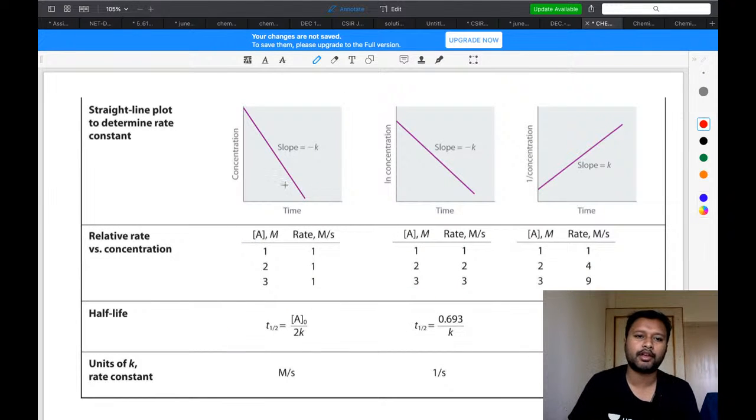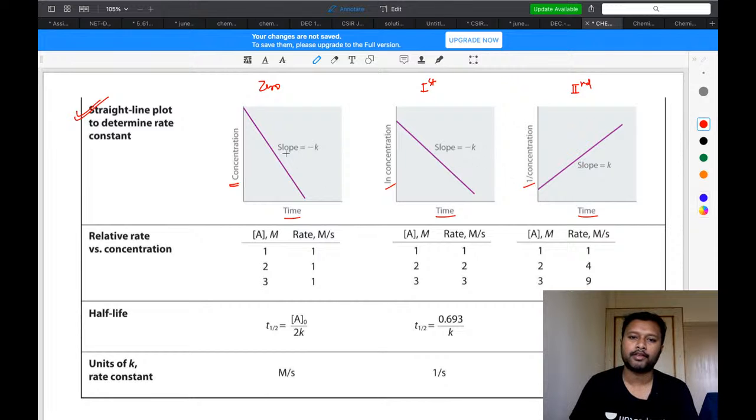Next, the most important graphs are your straight line plots. For a straight line plot, you should know between which two things the graph has to be plotted, and what will be the slope of the graph and what will be the intercept of the graph. So this is for zero order reaction, this is for first order reaction, this is for second order reaction. For zero order reaction, the graph is plotted as concentration versus time. For first order reaction, it's ln of concentration versus time. And for the second order reaction, it's 1 by concentration versus time.